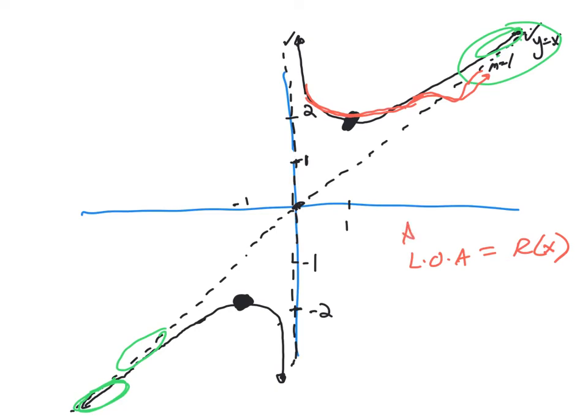So this is one additional piece where you may have to check whether the graph crosses, because in this case, we don't really know whether it comes from the bottom or it comes from the top of the LOA.